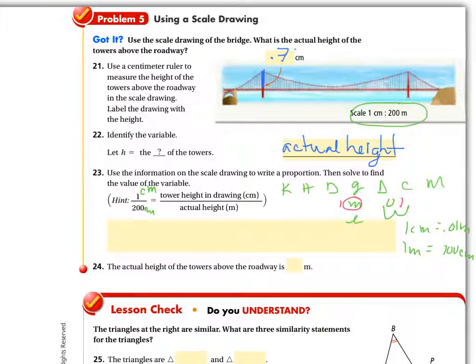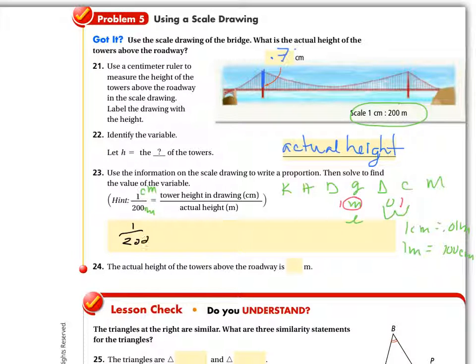So if they had given you 2 inches equals, let's think of a map. If they gave you 2 inches, and that is equivalent to 100 miles, wouldn't you be putting in here 2 over 100? Yes or no? Because you'll see that scale on your map. All right, so which do we not know, the tower height in the drawing or the actual height? The actual height. So set up your proportion.